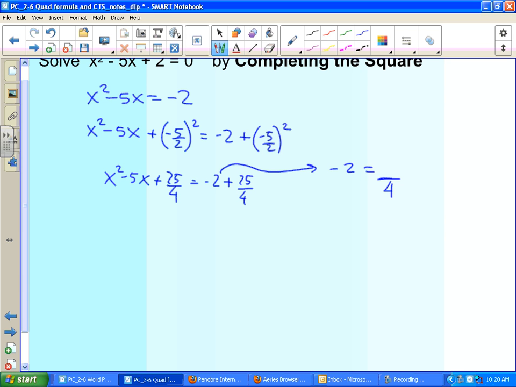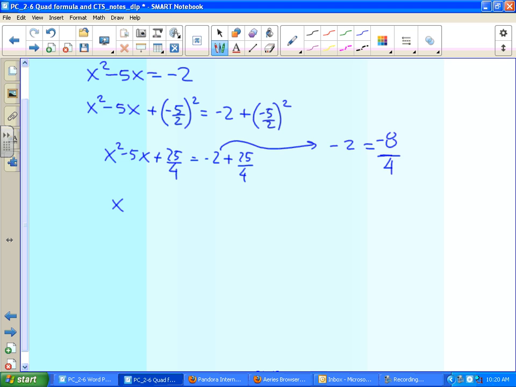Here's a quick way to do it. You take whatever you start with, -2, you multiply it by what you want the denominator to be, and that's what needs to show up on the top. So -8/4 is the same thing as -2. So I get x squared minus 5x plus 25/4 is equal to -8/4 plus 25/4, and that just becomes 17/4.